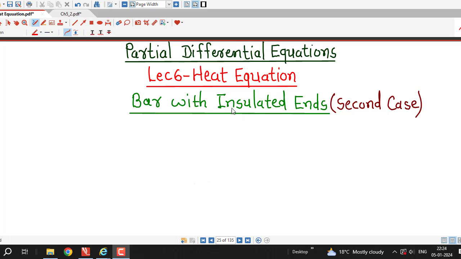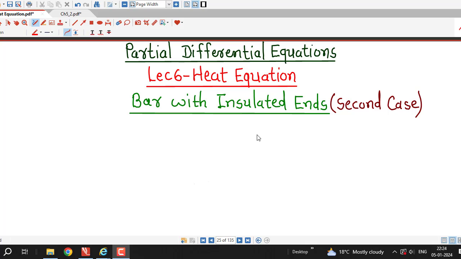Hello friends, I welcome you to lecture number 6 on the heat equation. In this lecture we are going to discuss another case for the heat equation, in which we will consider that the given metal bar has insulated ends, that is, both the ends of the bar are insulated.